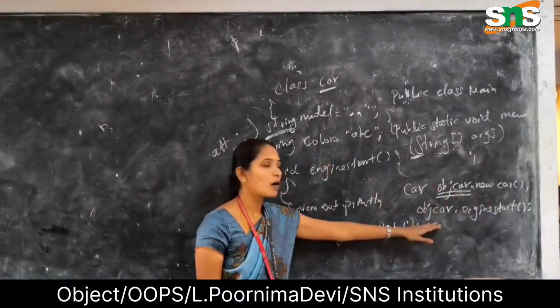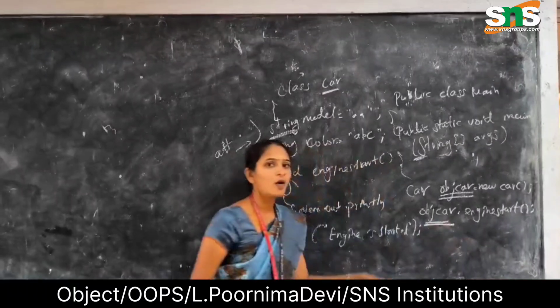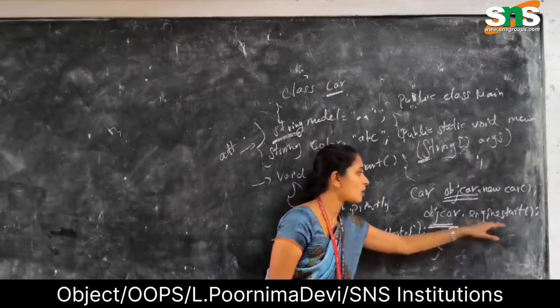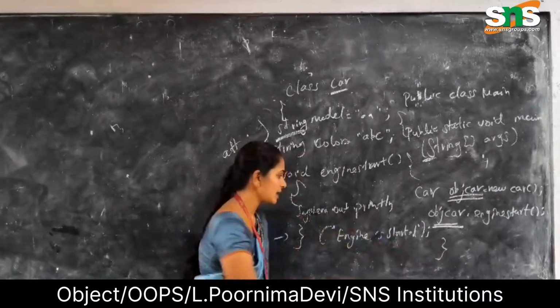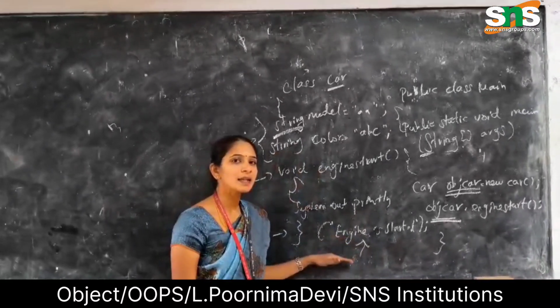The method has to be called using the object. Without the object call, we can't access the method. So what will be the output? objectCar.engineStart, the method will be called, and the output will be "Engine is started". This is the process for creating an object.